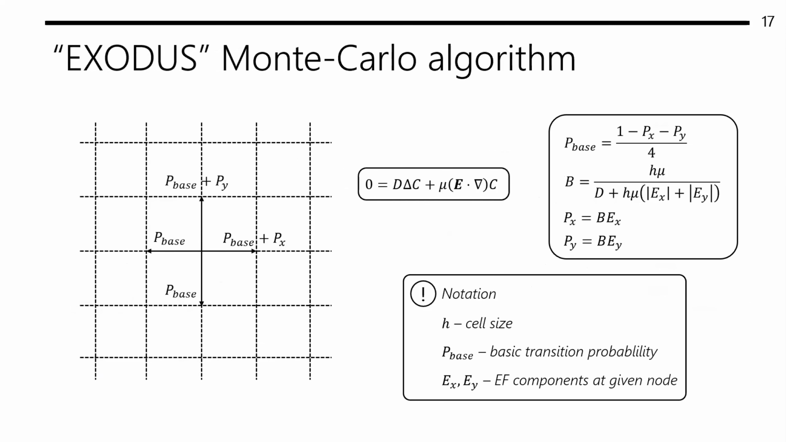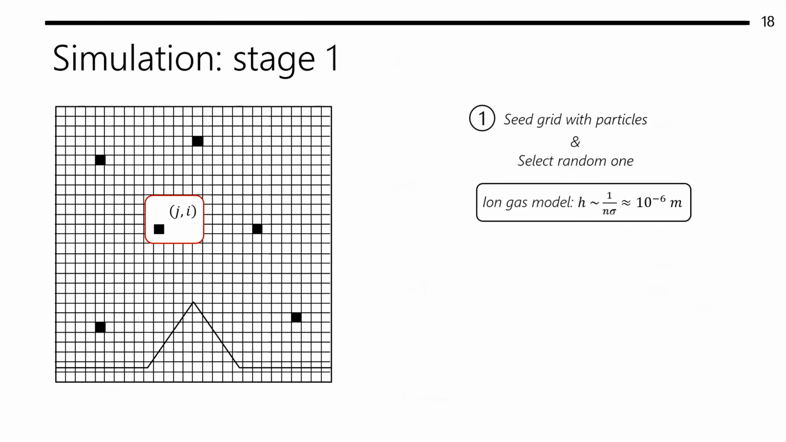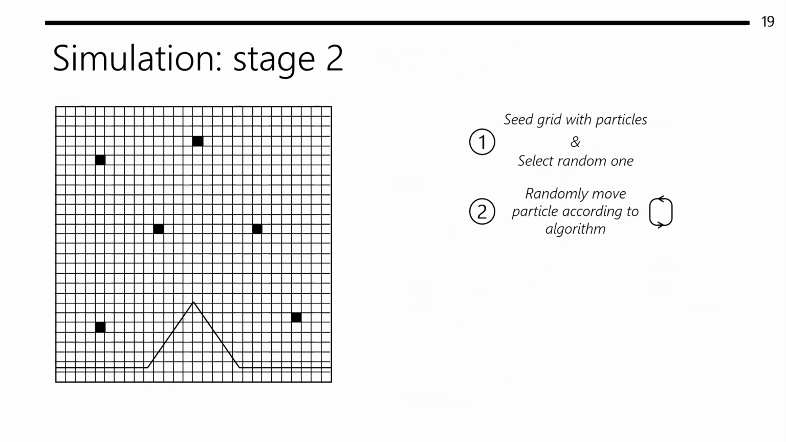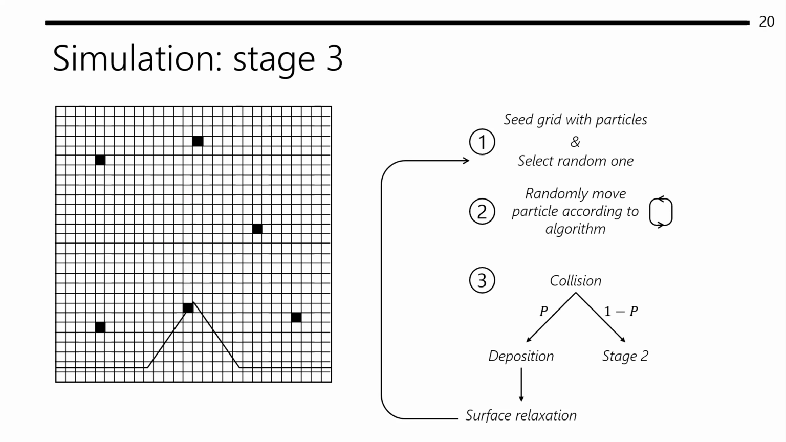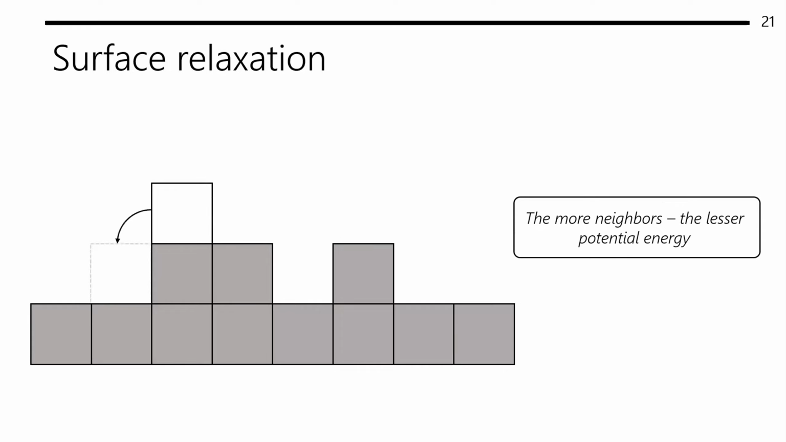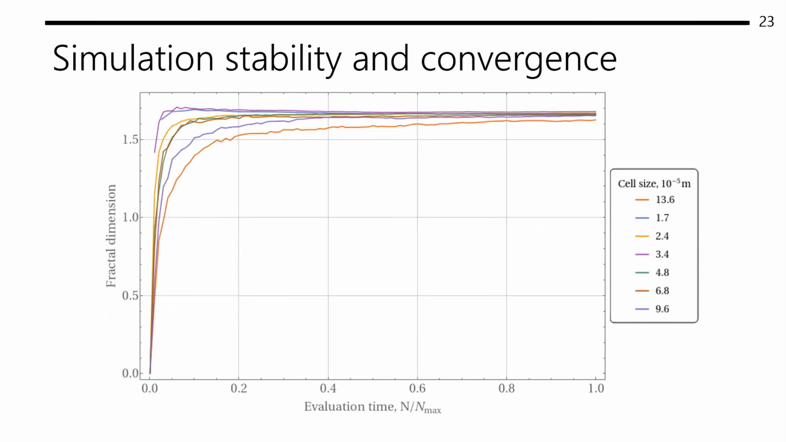Our simulation is basically a Monte Carlo algorithm with some shifting probabilities which depend on the electric field at a given point. And the whole simulation process is the following. We seed our grid with some initial particles, take some, and move it according to the algorithm. After the collision with the electrode, there is some probability of deposition, and it also causes surface relaxation, which is basically just the process of reducing the potential energy, as the more neighbors the particle has, the lesser the energy is. So it may fall down after the collision.